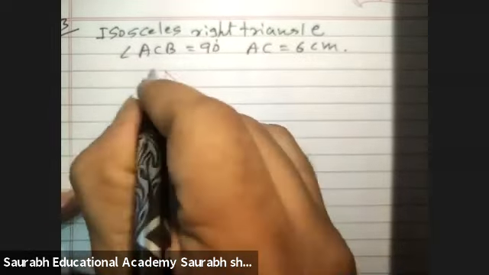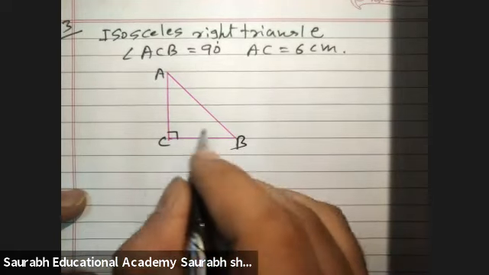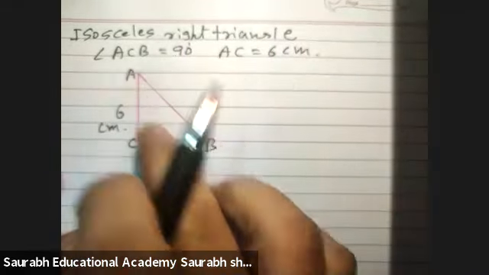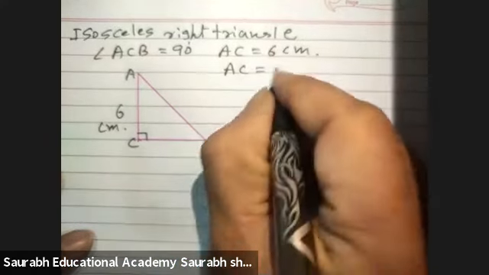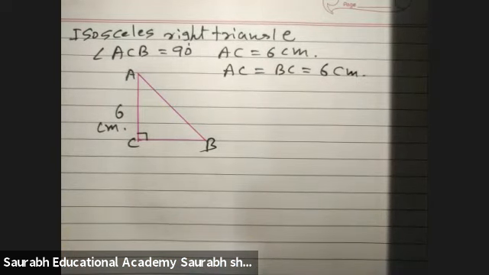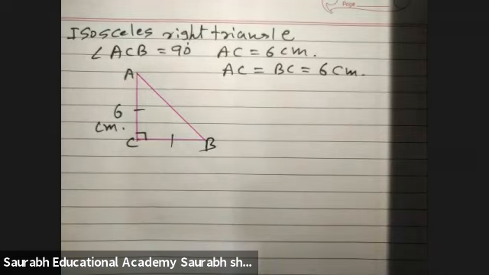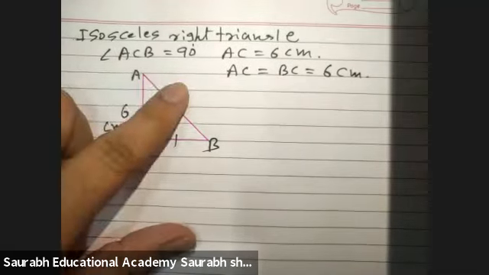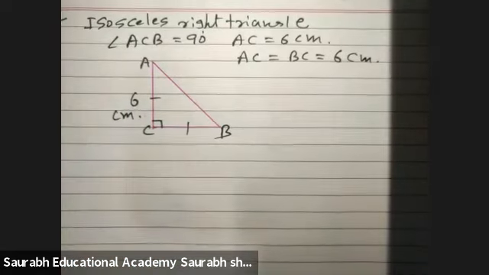Now here, A, C and B is 90 degree, and AC is 6 centimeter. But as stated, this is an isosceles right triangle. So AC and BC will be the same, because these two sides are equal. Hypotenuse cannot be equal to these. Hypotenuse is always greater than these two sides, so these two sides are equal.